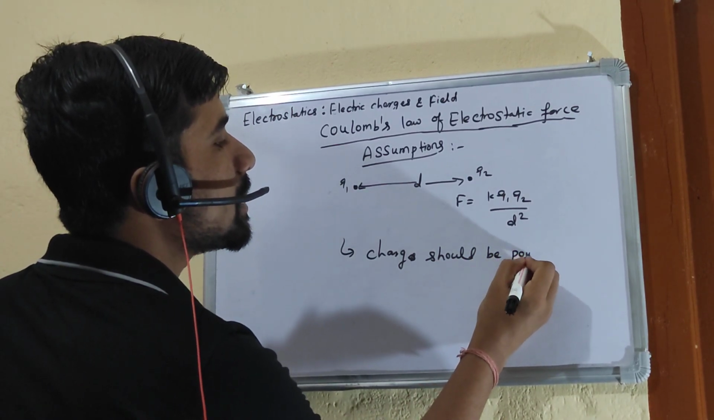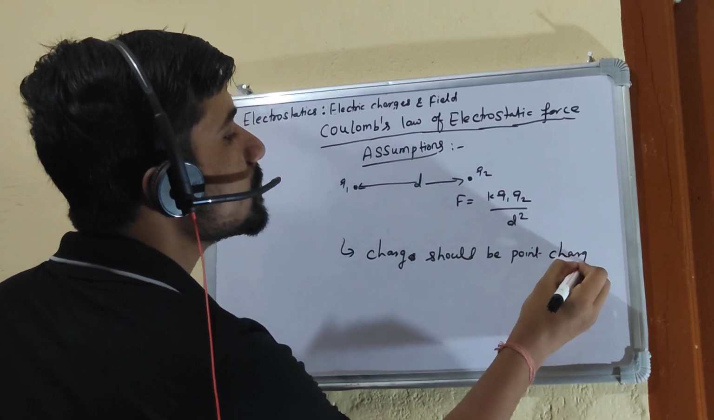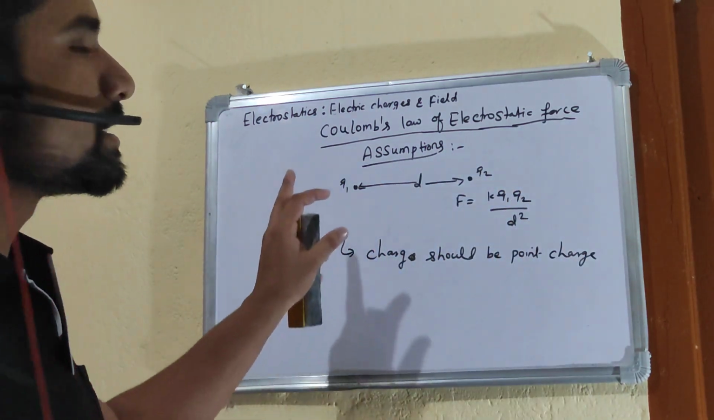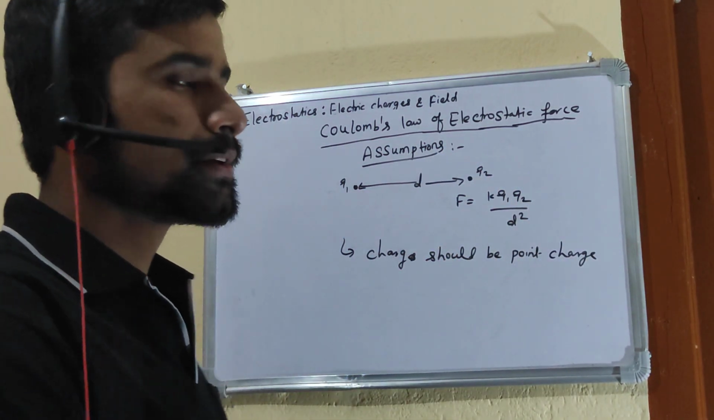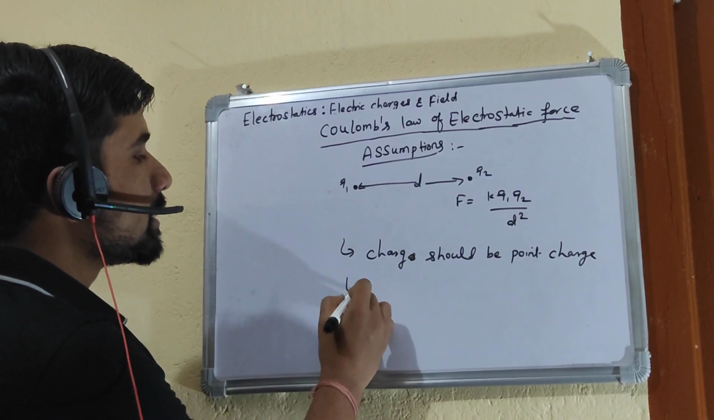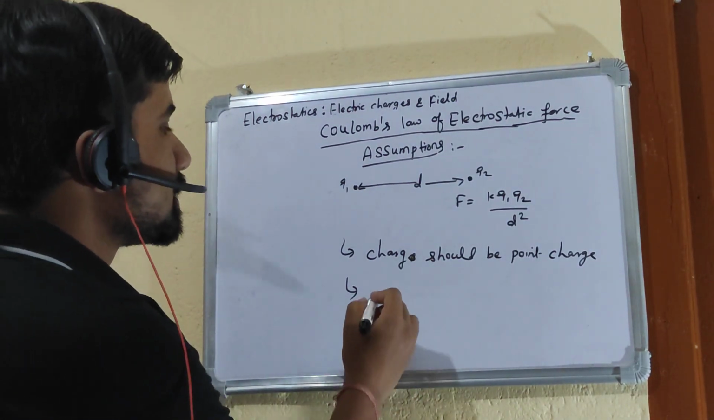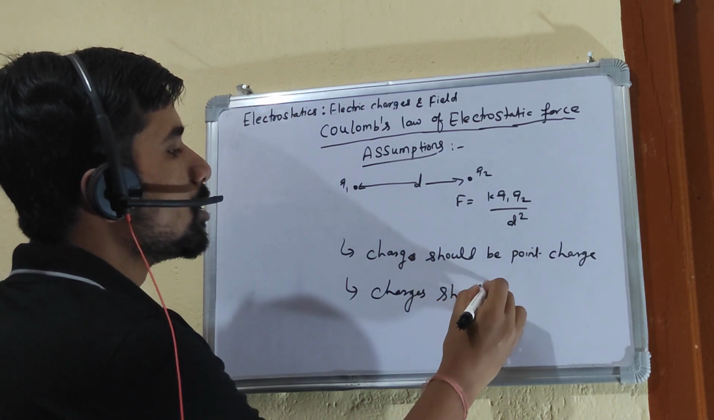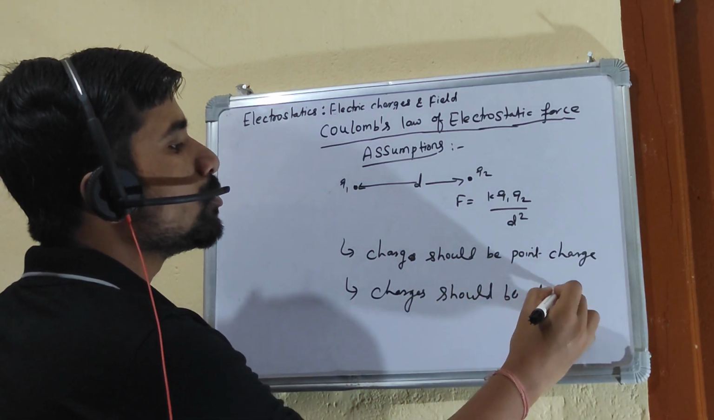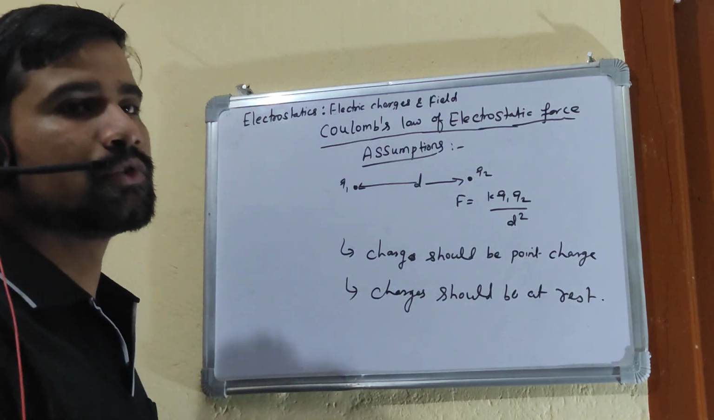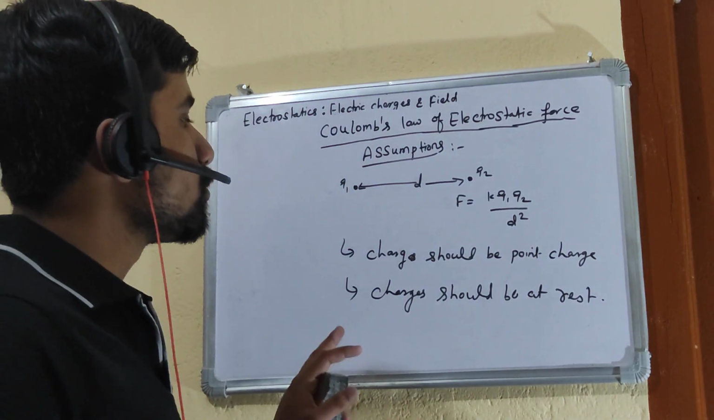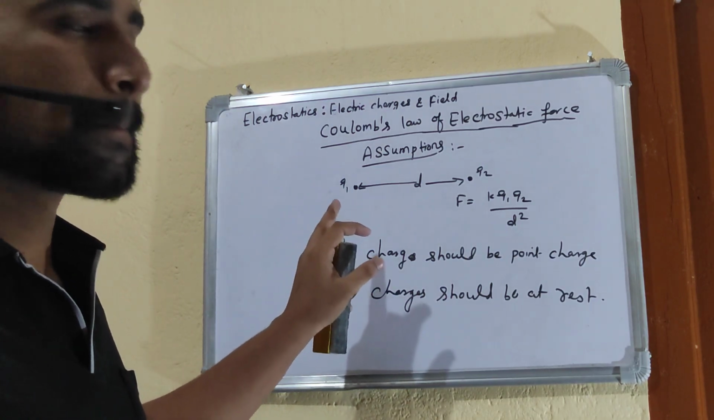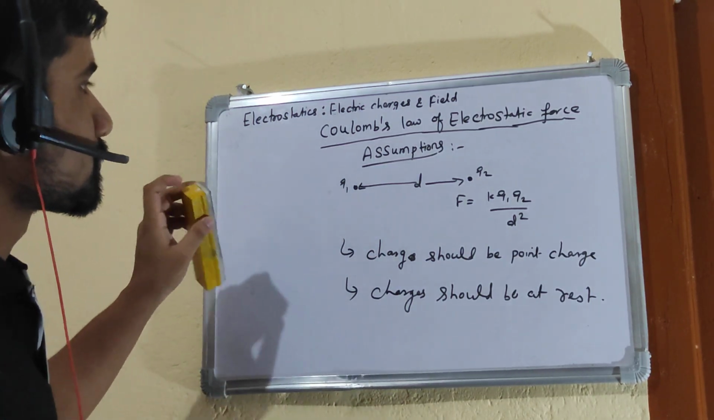As I already explained, point charge means the distance between these two charges is very much higher than the size of the charge, right? And the second, a very generic assumption, is that charges should be at rest. Because if charges go into motion, a lot of different kinds of new forces would come into effect. So these two are the assumptions of Coulomb's law, right?